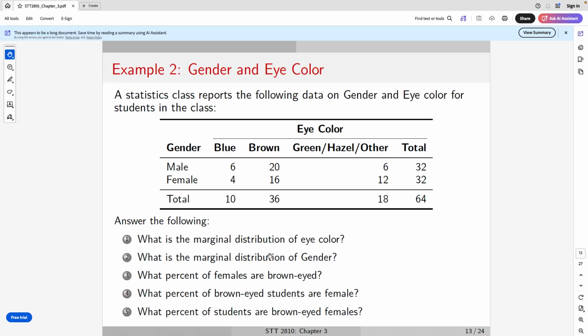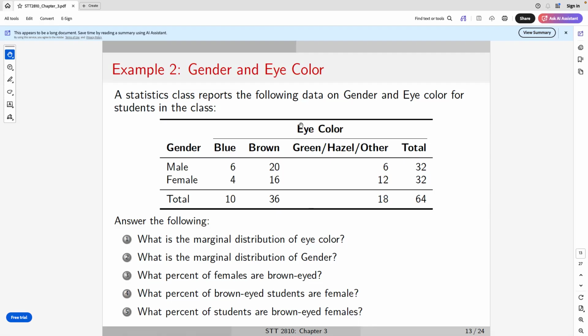So some of you are doing very well. When you're asked to find the marginal distribution of eye color, the first thing I expect you to do is locate eye color. Where is eye color? This is eye color here. Is that okay?